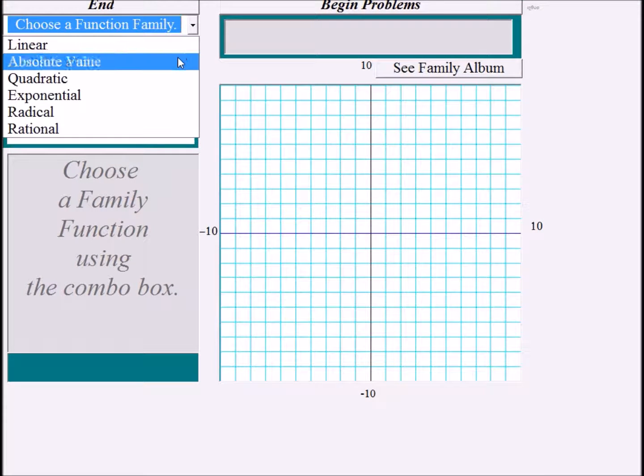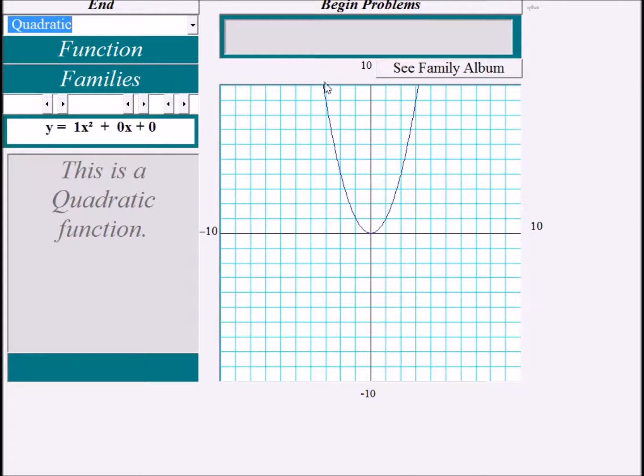Choose a family of quadratics. Now the quadratics all look like this. This thing, y equals x squared, is what we call the parent function for the quadratics. When x is 1, y is 1. When x is 2, y is 4. You can put 2 in here, you get 4. When x is 3, y is 9. You can see this shape.